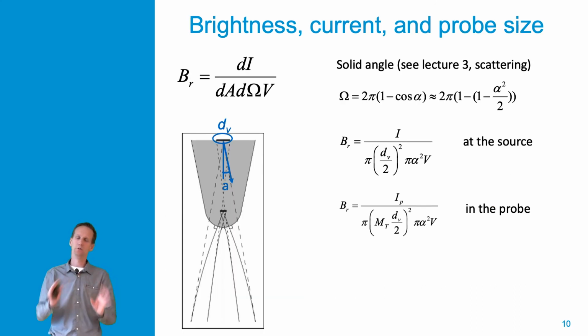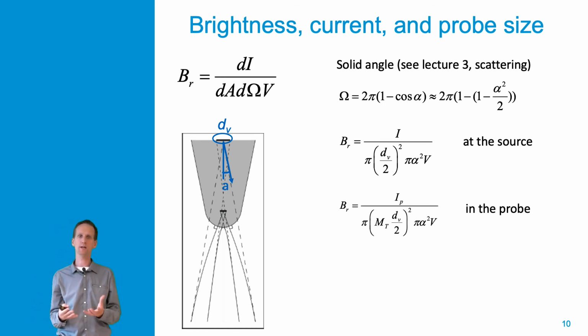Now I don't want you to understand this concept of brightness in great detail, but I want you to know that it's a conserved quantity, and I want you to have an intuitive feeling for what brightness means. Now, with the concept of brightness and the fact that this is a conserved quantity, we can look at the relation between the probe size and the current in the beam on the sample.